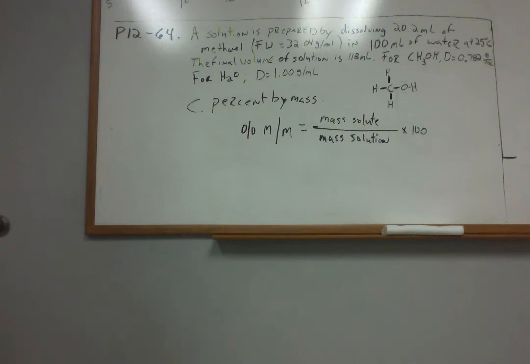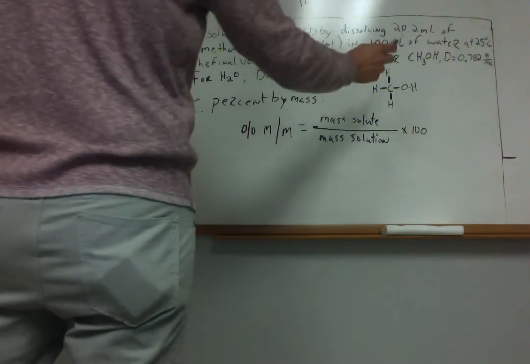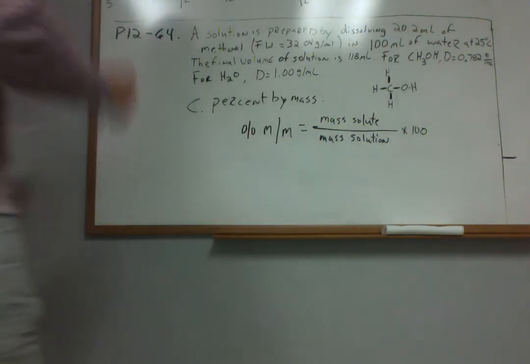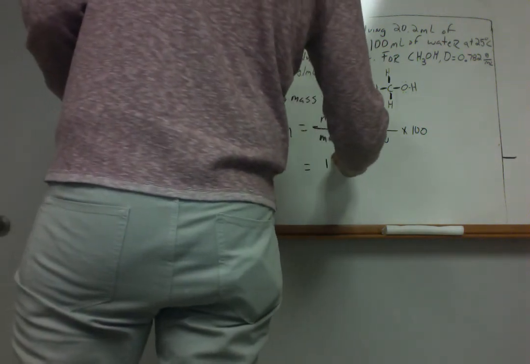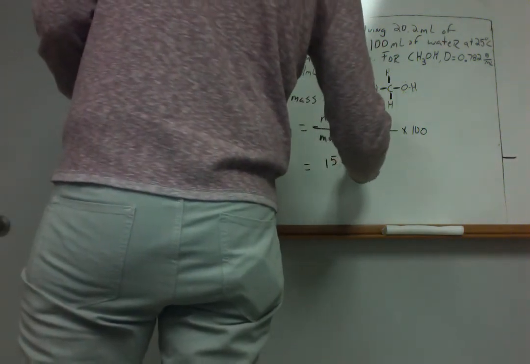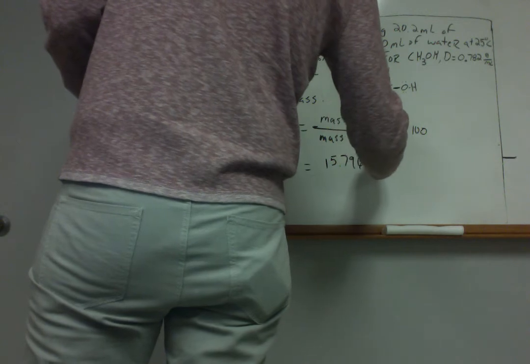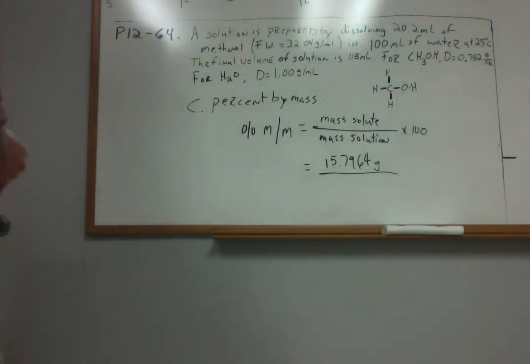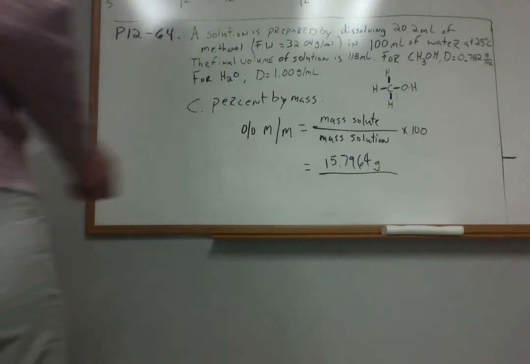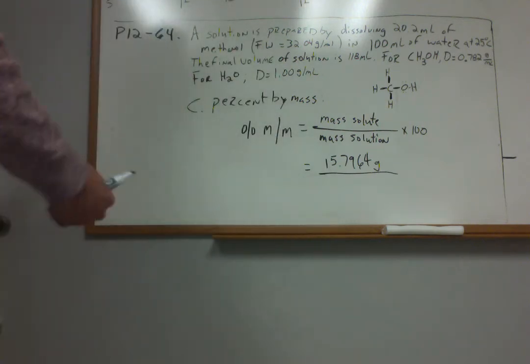Now, previously in this problem, when we were computing the molarity, we were forced to compute the mass of methanol. So if you forgot that, page back. We used the density and the volume to figure out the mass of the solute methanol. We decided that there was 15.7964 grams of methanol in this solution by virtue of the details, okay? So all I need to do is take that number and divide it by the total mass of the solution.